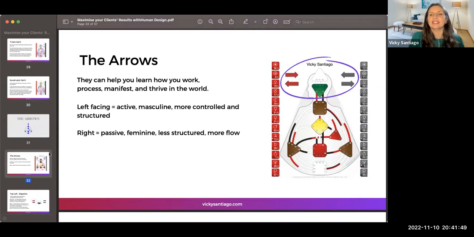So looking at these little guys up here, when you have your chart, you can see these arrows. Now, all of these arrows, again, have lots of different layers to them, but the general gist is if they're pointing to the left, then they're masculine, right? They're active, they're more controlled, they're more structured. And if they're pointing to the right, then they're the passive, the feminine, the less structured and more flow. So we're going to look at two of these arrows tonight, which I felt are particularly relevant to the clinic setting.